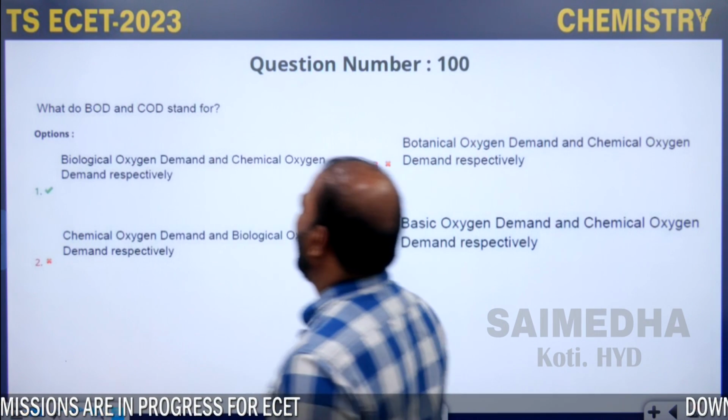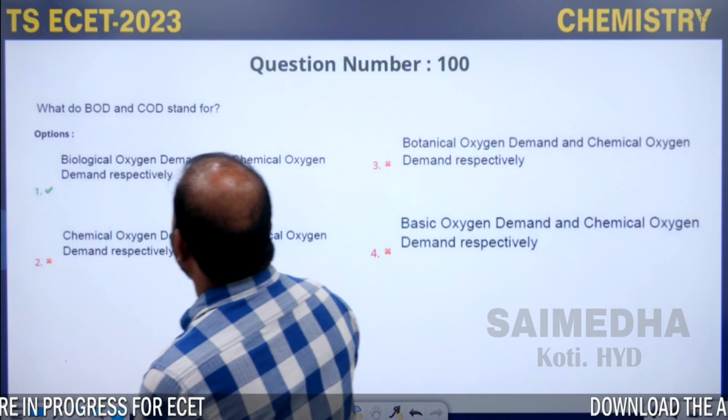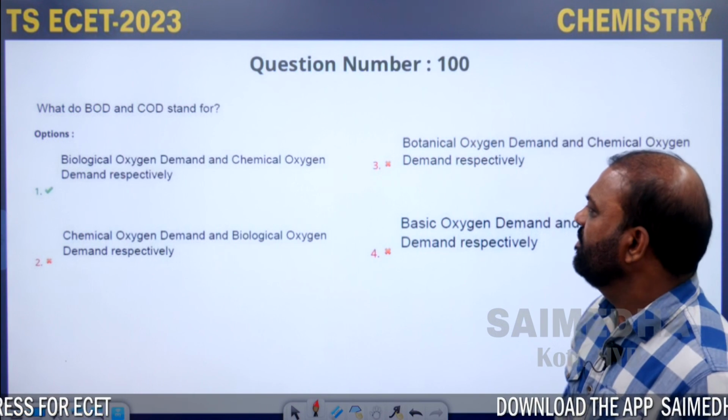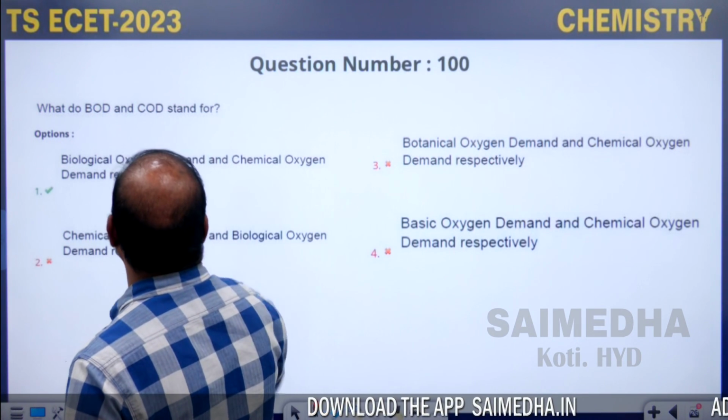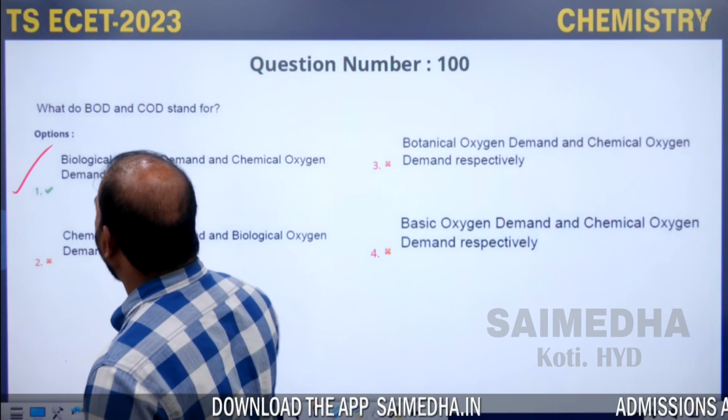See, BOD and COD stand for what? They generally relate to pollution. BOD means biological oxygen demand and COD means chemical oxygen demand, clearly given in option 1.